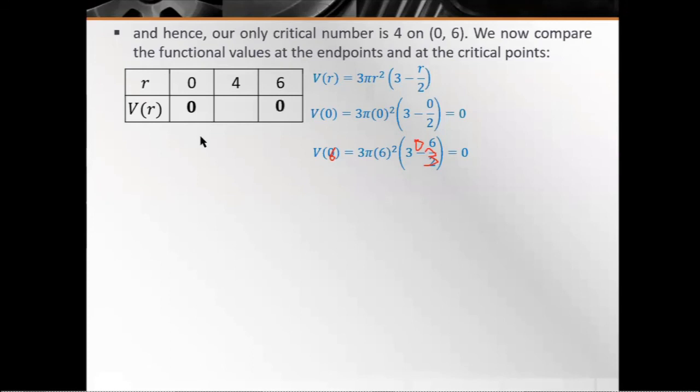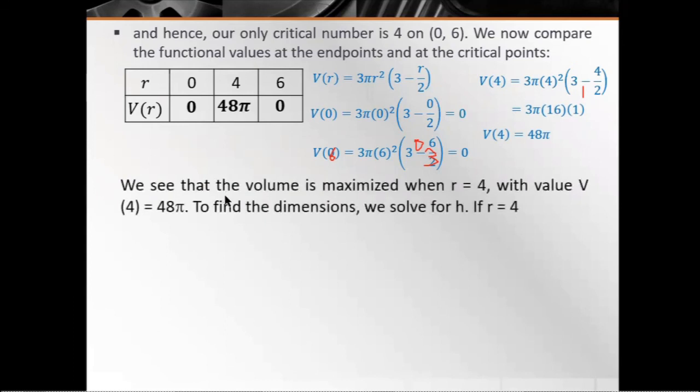Then yung last yung 4. So V of 4 equals 3 pi times 4 squared, then 3 minus 4 over 2. So 3 minus 4 over 2 ay 1, at ito ay magiging 16. So 3 pi times 16 times 1, and we have 48 pi. Kaya itong part na to ay 48 pi. So, we see that the volume is maximized when r is 4, with value V of 4 equals 48 pi.